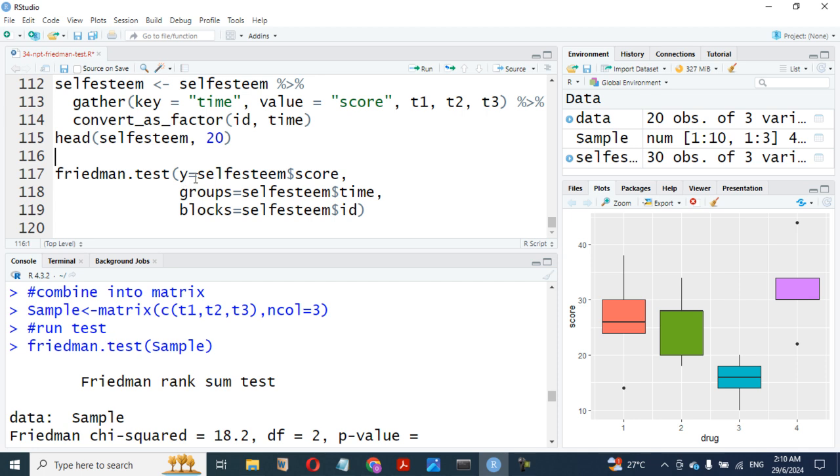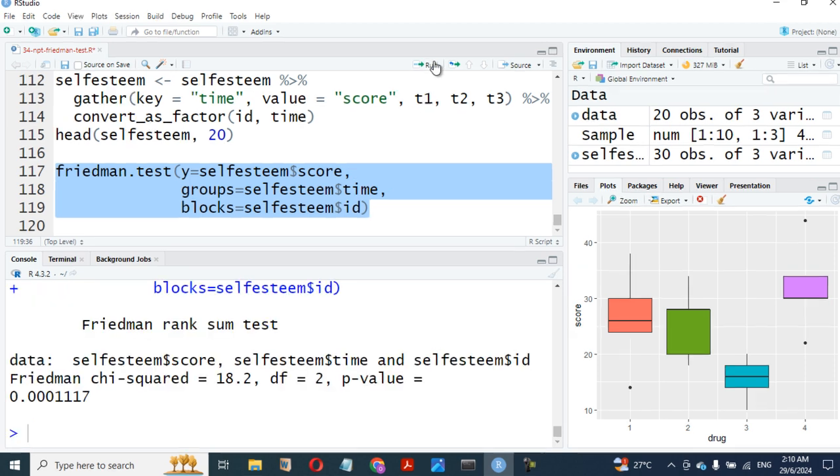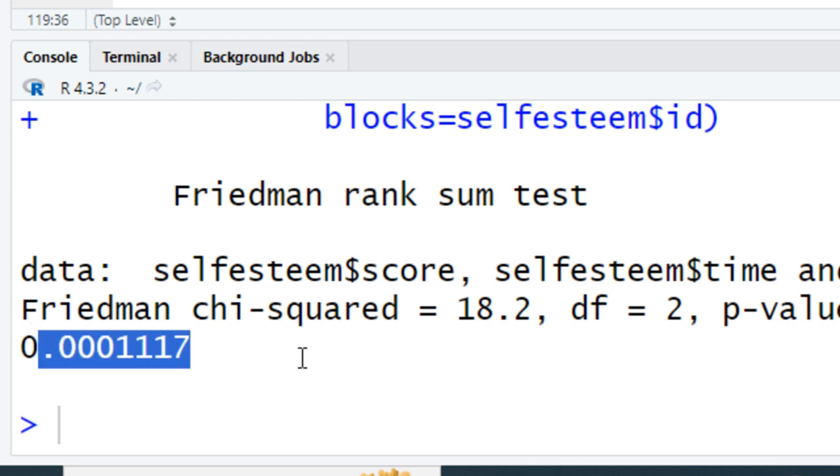by calling y is equal to self-esteem @ score, which is our score. We now pass our groups also here. Self-esteem time is our time with the group. Our ID is the block, self-esteem ID. That time it was person we used, so this one is ID. You can see here, so for each person, we can run this now and see the result. We get the same thing. All right, we got 0.00000117, the same thing.